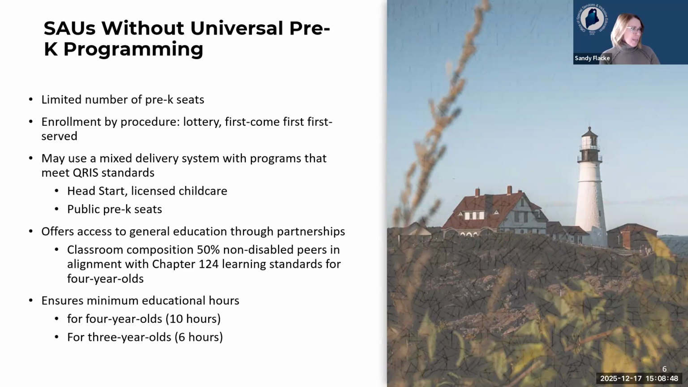public pre-K programs. Once again, those offerings are composed of 50% or more of non-disabled peers in alignment with Chapter 124. And then we've established the minimum educational hours. For 4-year-olds, it is 10 hours, and for 3-year-olds, it is 6 hours.